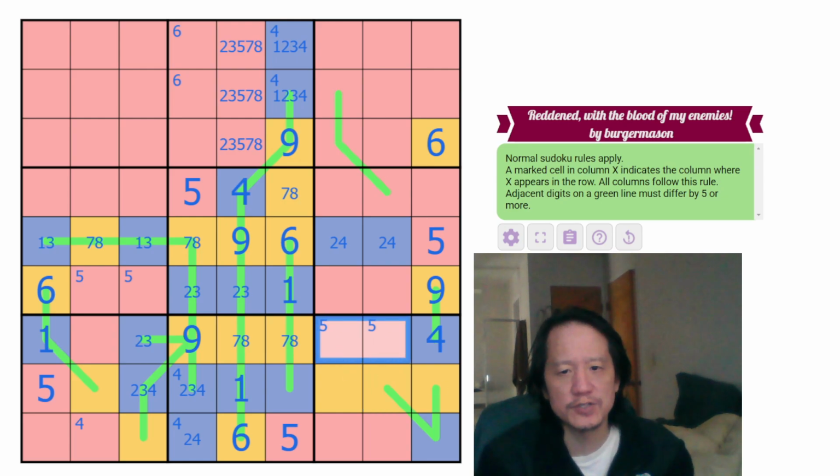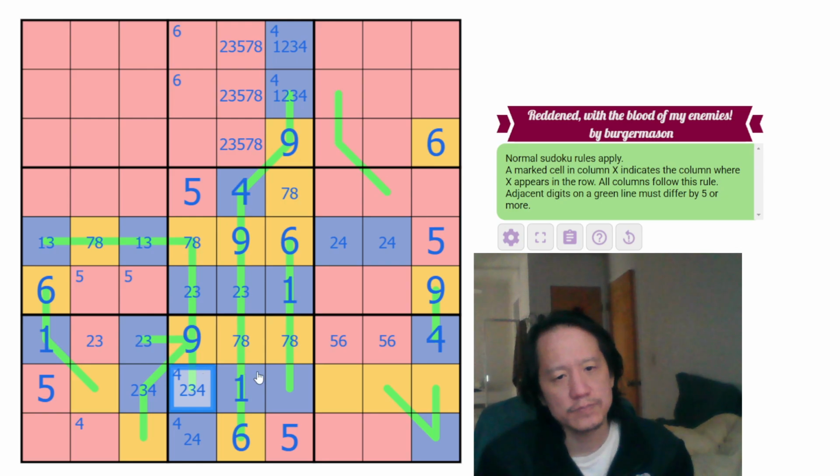This has to be a 5, 6 pair. Therefore, the rest of row 7 cannot contain a 5 or a 6 because the 5 or 6 is in the 7th or 8th position. This has to be 2, 3, or 4. But we know this is 2 and 3. We have a 2, 3, 2, 3 pair in box 7, which eliminates 2 and 3 from the rest of the box. Therefore, this can't be 2 or 3. It must be a 4, which means this can't be 4. This can't be 4 anymore.